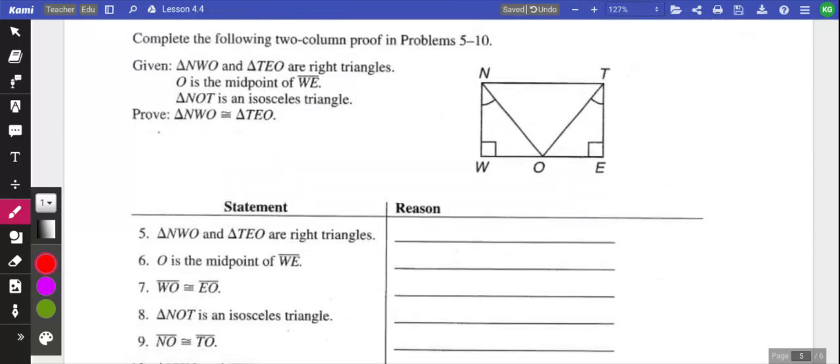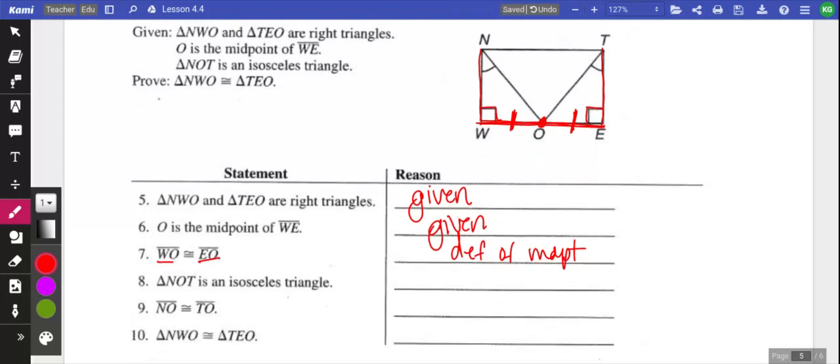So for proof here, we have NWO and TEO are right angles. So I have NWO here, they marked it, and TEO, which they marked for me, right angles. Next statement is O is the midpoint of WE. So if O right here is the midpoint of WE, that means those two sides should be equal. So that's what they've written here. WO congruent to EO. Definition of a midpoint.